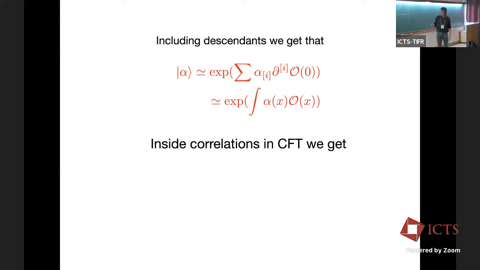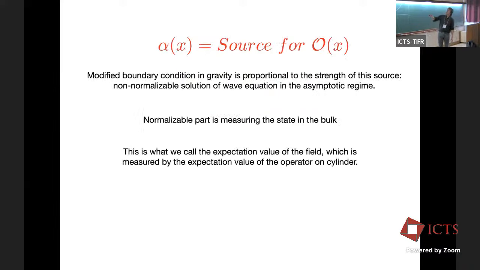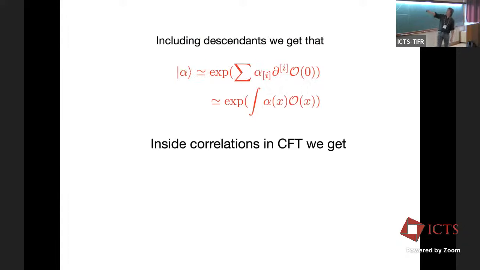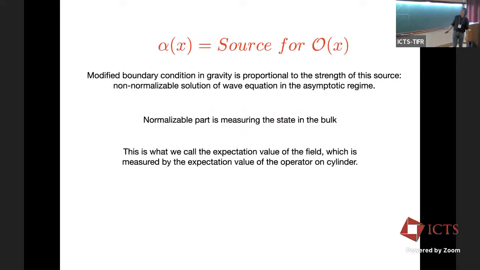So inside correlations in the CFT, what we're getting is that alpha, which is the thing that controls classical gravitational physics, is acting like a source because it's showing up as the coefficient that's multiplying O of x in the generation of the state. And this is usually something that we would put in the action to generate it in path integrals. So the modified boundary condition in gravity is basically proportional to the strength of this source.